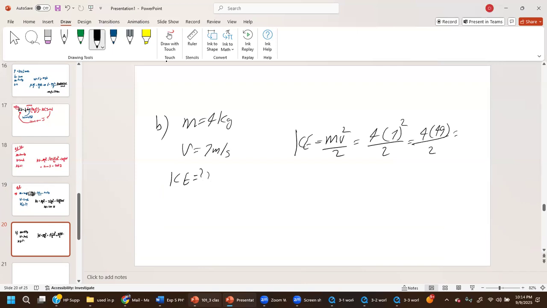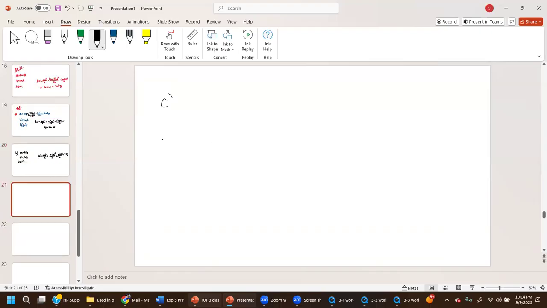And so 4 divided by 2 is 2. 2 times 49 is 98 joules. All right, let's do part C. For part C, your mass is 2,000 kilograms, but this time you're sitting in the parking lot.